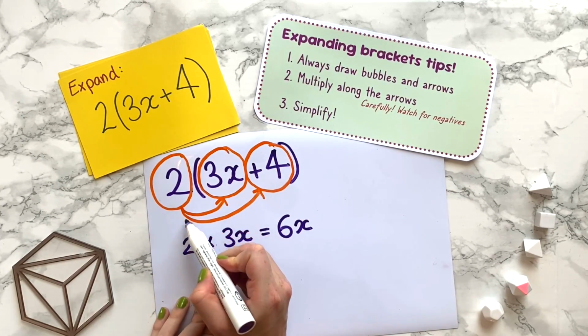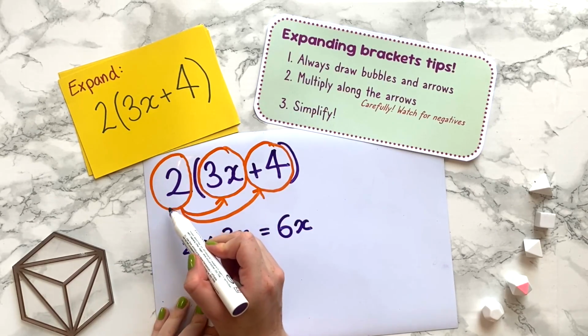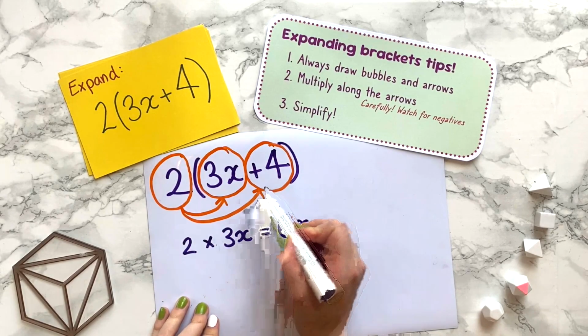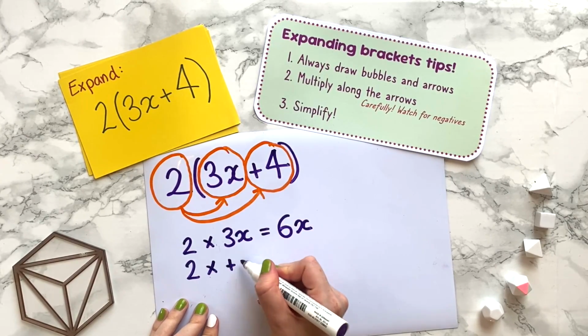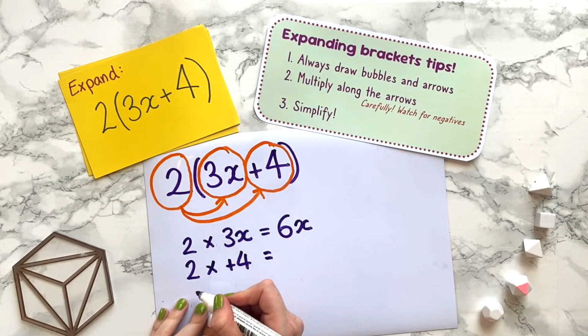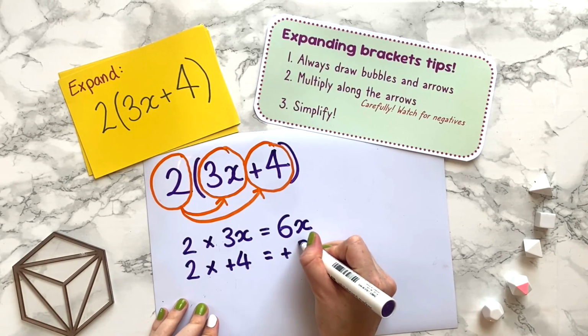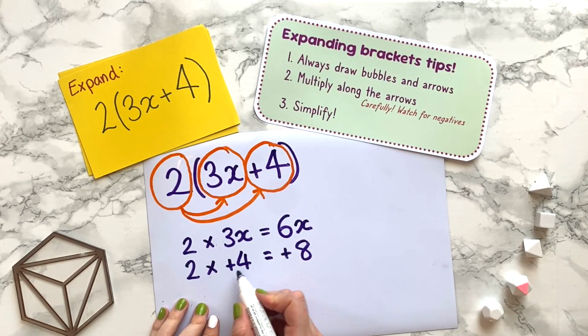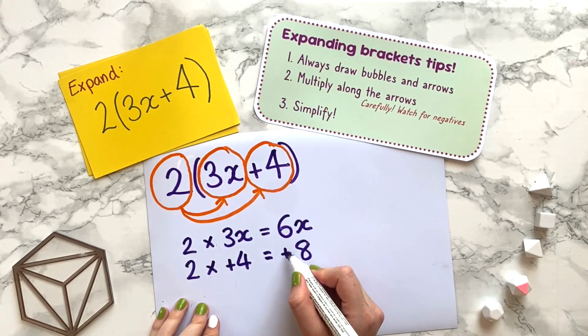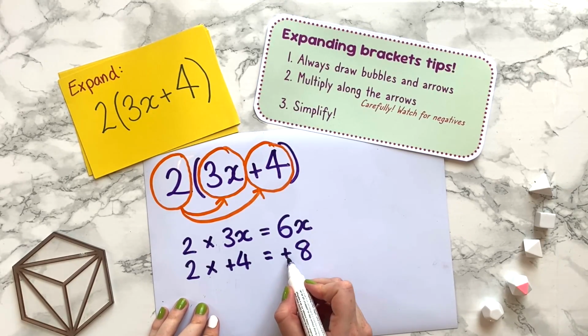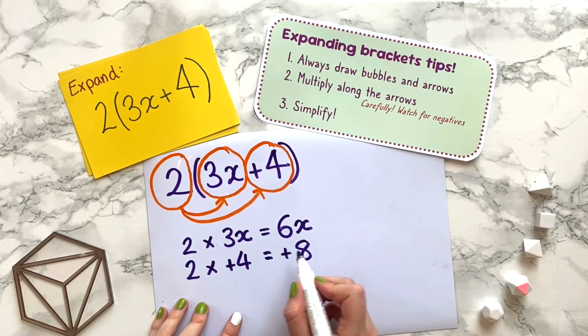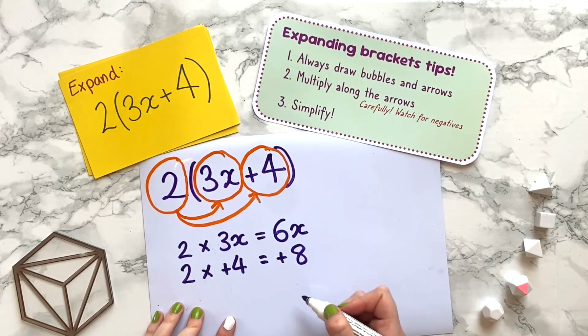And then we're going to follow the other arrow. So we've got a 2 times by, so the arrow means times by, 2 times by plus 4. 2 times plus 4 is plus 8. Of course, plus 4 and 4, plus 8 and 8 are the same things. We don't really need to write the plus, but it's actually quite helpful for bracket expanding. I'll show you why now, because actually this is our final answer.